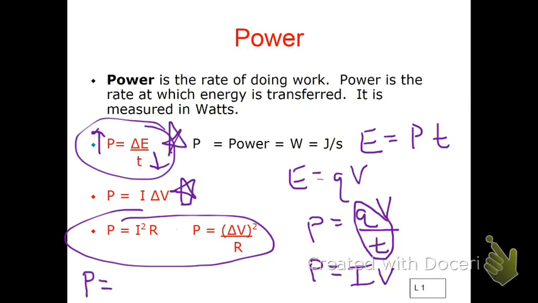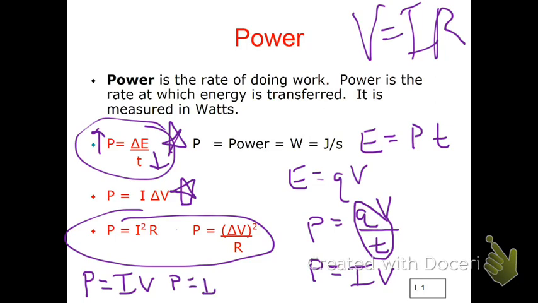Well, if P equals IV and V equals IR, that's our Ohm's law formula. If we plug in for V with IR, we get power equals I times IR, which is power equals I squared R.